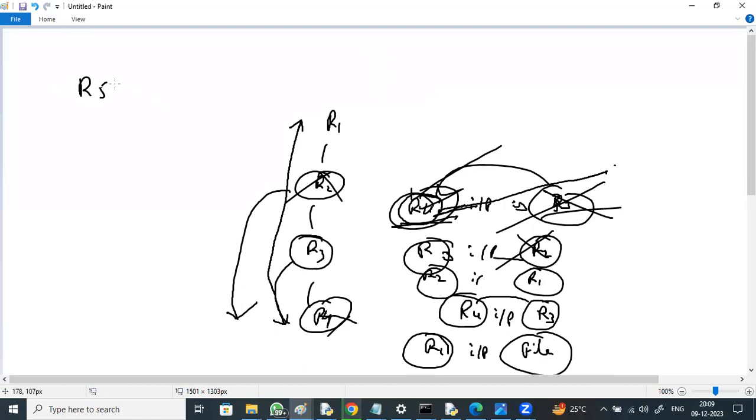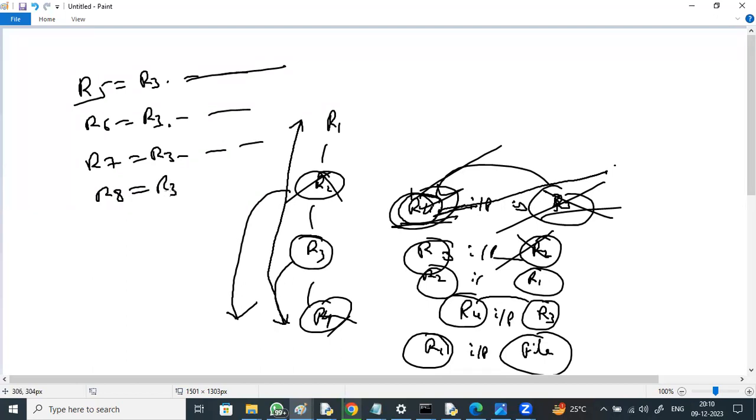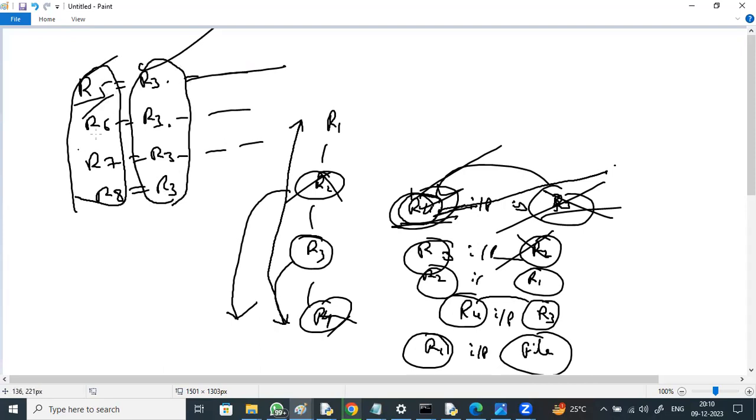For example, R5 equals R3 dot, R6 equals R3 dot, R7 also equals R3 dot, R8 also R3 dot. Means all of them are using the R3 output only, right? Then persist R3, so that if it is available, all of these will get the output of R3.